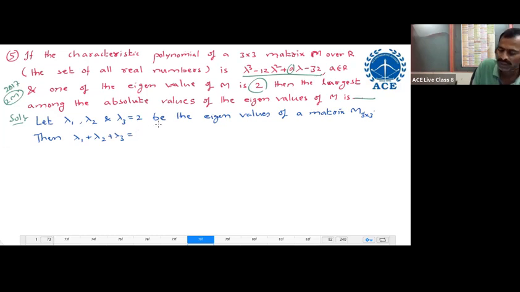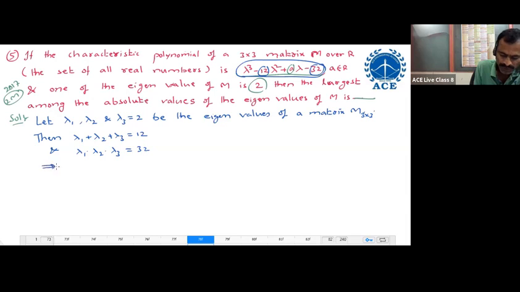the trace of the matrix. From this given characteristic polynomial, we can tell the trace. The trace is the same as the sum of the eigenvalues, that is the same as the coefficient of lambda square. So 12, this is given. And the product of eigenvalues lambda 1 into lambda 2 into lambda 3 equal to 32. That is the same as the constant term. So from this characteristic polynomial, the coefficient of lambda square gives the trace and the last term without lambda is the determinant, that is the product of eigenvalues. But lambda 3 is already 2.